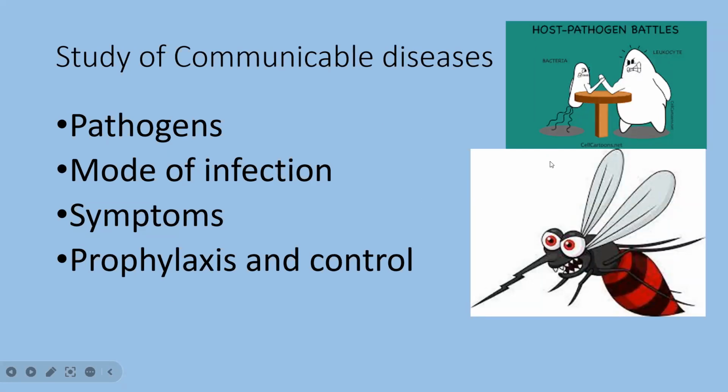Now study of communicable disease, what we have to study? We have to study the pathogen, the mode of infection, symptoms, and prophylaxis and control. Prophylaxis is like giving medicine, which is usually taken after the disease. There is difference between vaccine and prophylaxis. What is vaccine? When we take vaccine, before the disease or after the disease? Before. We take vaccine to prevent from getting disease. Whereas prophylaxis is medicine which is given by a doctor after the disease, especially antibiotics. You don't take antibiotics before the disease and try to prevent from getting the disease. But vaccines we take so that we don't get the disease. Prevention.